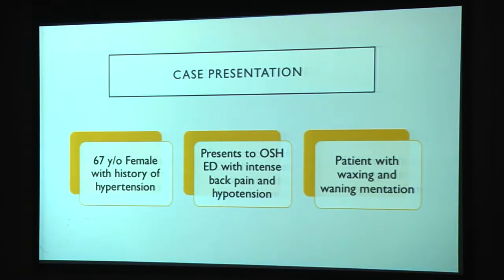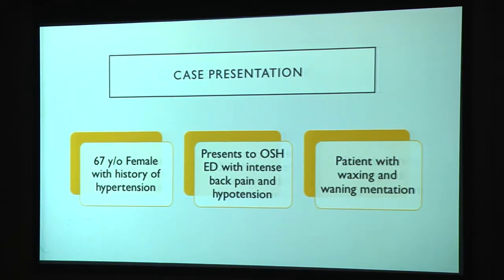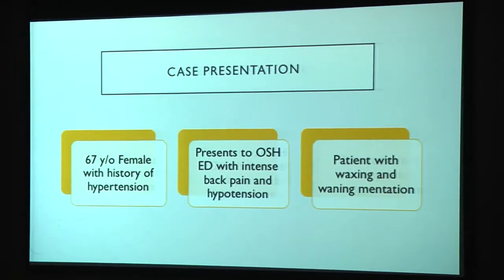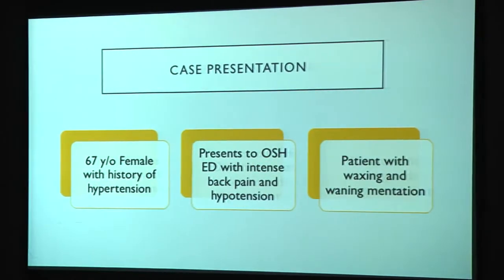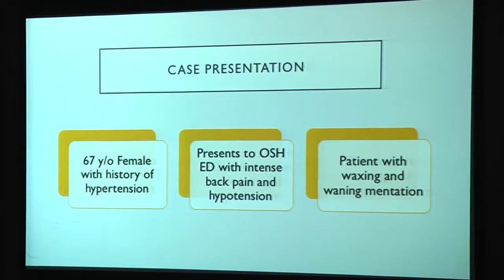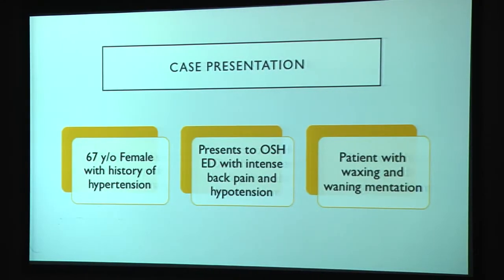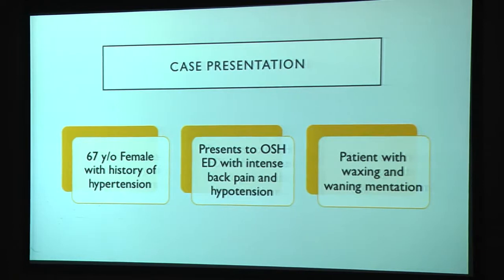So we had a 67-year-old female presented to the outside hospital with a history of hypertension. She had intense back pain and hypotension and waxing and waning mentation. So this brings us back to kind of our medical school training on what's our differential diagnosis. And hopefully your emergency rooms are going to be thinking about this right off the bat.